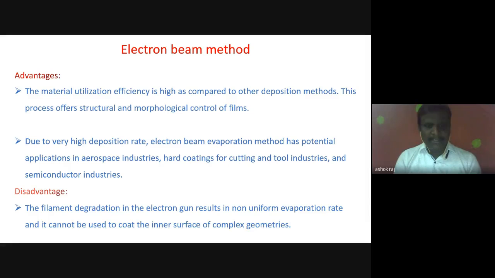Due to very high deposition rate, the electron beam evaporation method has potential applications in aerospace industries, hard coatings for cutting and tool industries, and semiconductor industries. The electron beam method also has some drawbacks. One of the important drawbacks is that filament degradation in the electron gun results in a non-uniform evaporation rate, and it cannot be used to coat the inner surface of complex geometries.